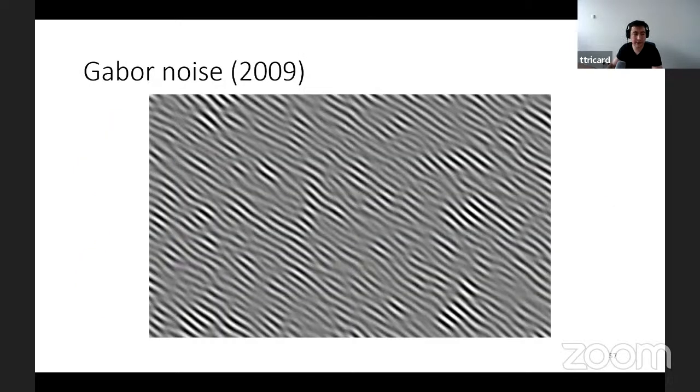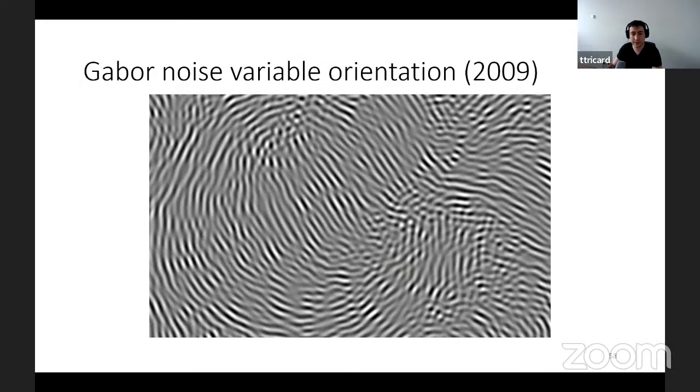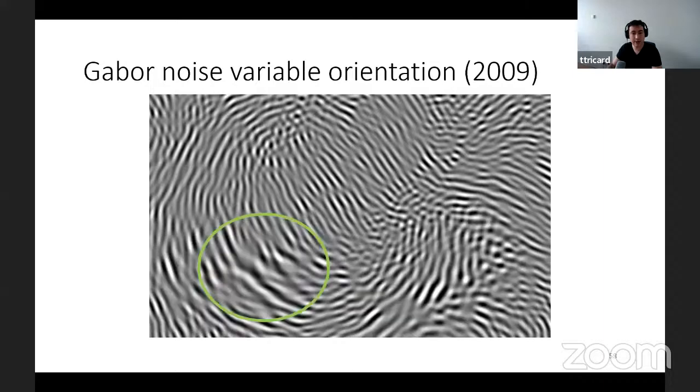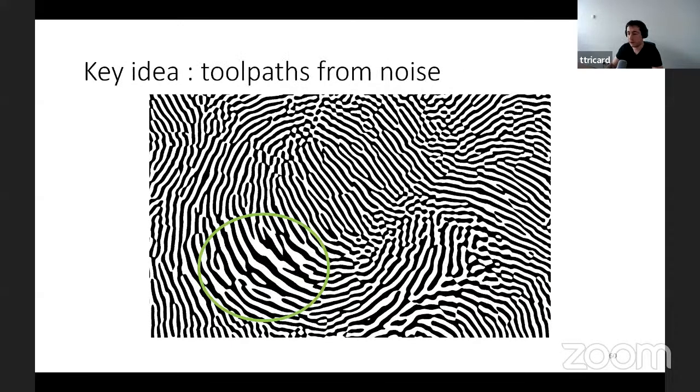So as I said, Gabor noise can generate this wavy pattern. And if we make the kernel properties vary in space, we can make the orientation of the pattern also vary in space. And we can even use the frequency to make the scale of the pattern vary in space. So the key idea for us was to use this Gabor noise and to find a way to extract toolpaths from it, using the different orientations to orient the toolpaths and the frequency to control how much space there is between each other.